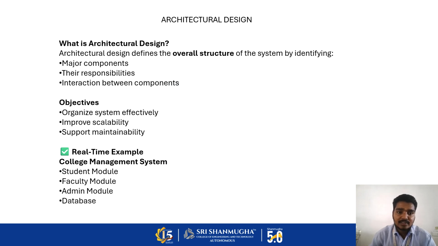And next we see the architectural design, one of the design process functions. Architecture design defines the overall structure of the system by identifying the major components, their responsibilities, and the interaction between the components. The objective is an organized system that effectively improves scalability and supports maintainability. The real-time example is the college management system: the student module, the faculty module, the admin module, and the database collaborate in the college management system.